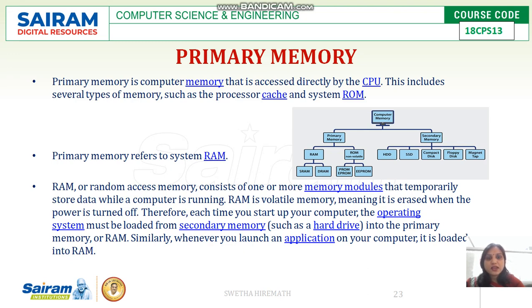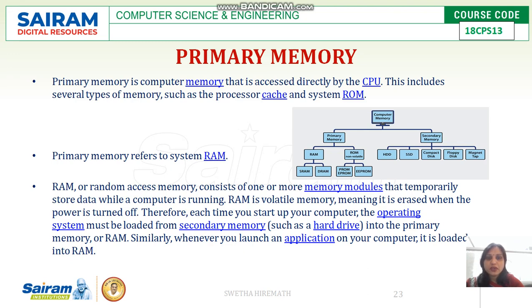Primary memory consists of the memory unit where we can store different types of data. In this diagram you can see primary memory and secondary memory. Primary memory is divided again into two parts, that is RAM and ROM. RAM is random access memory, where we can fetch the data very fast, and it is a volatile memory. Volatile memory means whenever the power is switched off, the data will be lost. So RAM is a temporary storage.